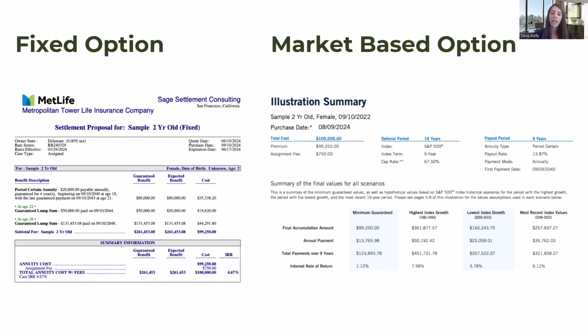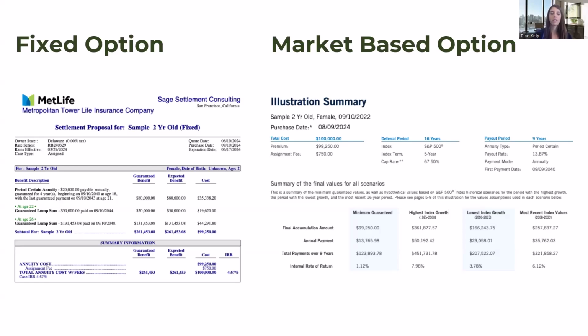it has a forecasted growth. It has a minimum growth rate of 1.12%, even if the S&P 500 is never positive. But historically, it is more likely to be in the 6 to 8% range based on the most recent index values and the highest index growth. When you have someone that's so young and a family that is maybe of means or more open to market performance, blending a fixed and a market-based option may maximize that potential for that child.